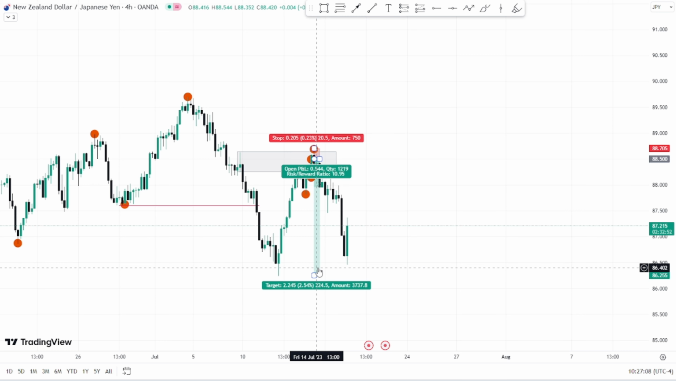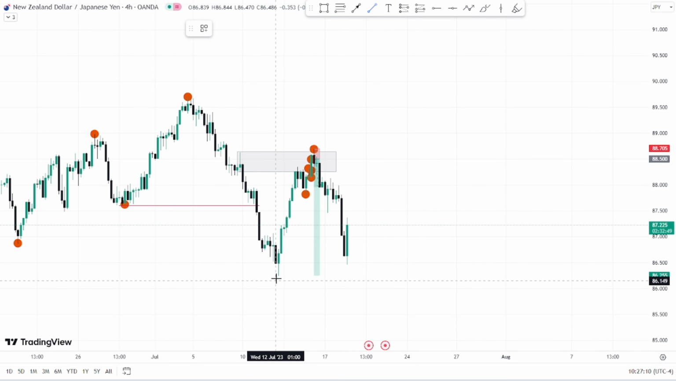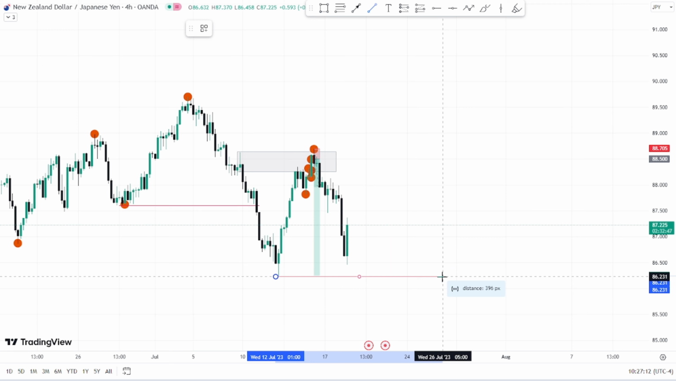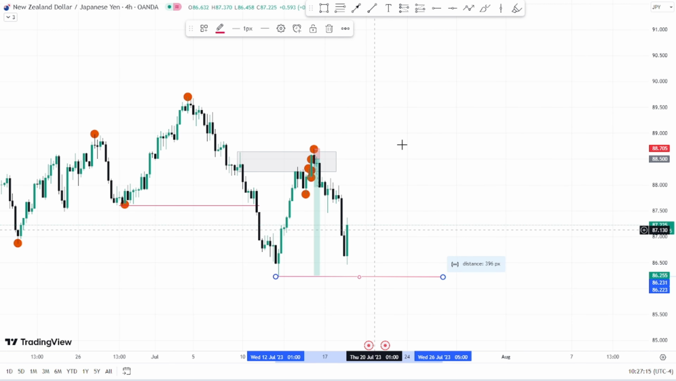So I'm just waiting for the market right now to break this level to the downside. Then from there, I'm going to wait for a certain order block, then take a trade from there.